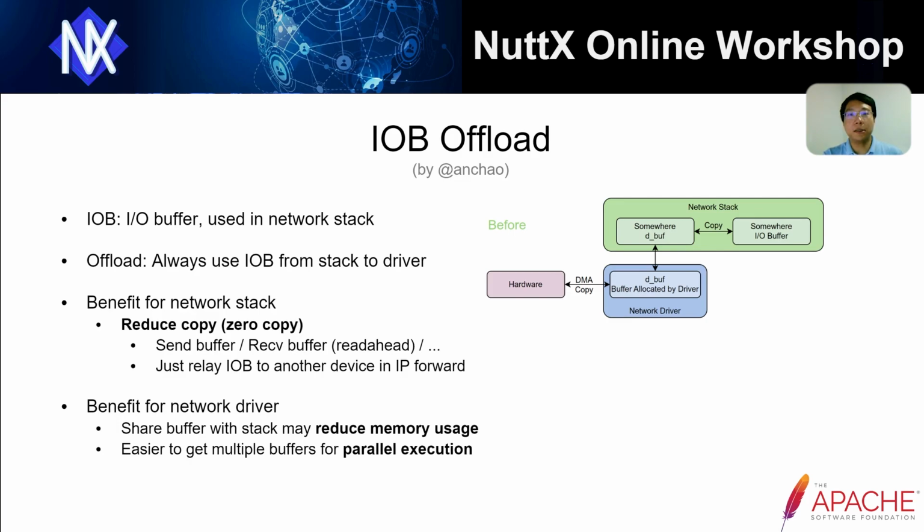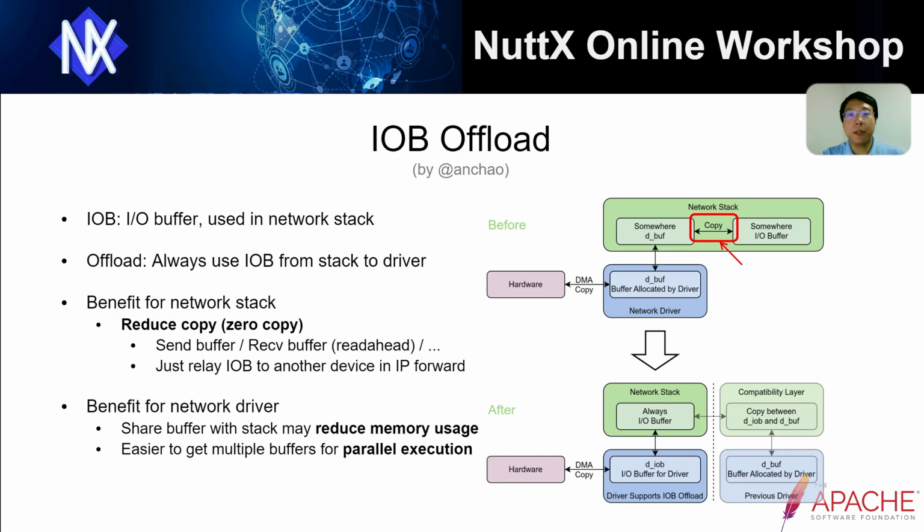The second enhancement is the LB offload. The LB stands for the L buffer, which is widely used in our network stack. As the driver structure shown in the figure, our network driver allocates the buff, which is the driver's own buffer, and gives it to our network stack. But some parts of our net stack will use L buffer instead. Then there will be a copy between them.